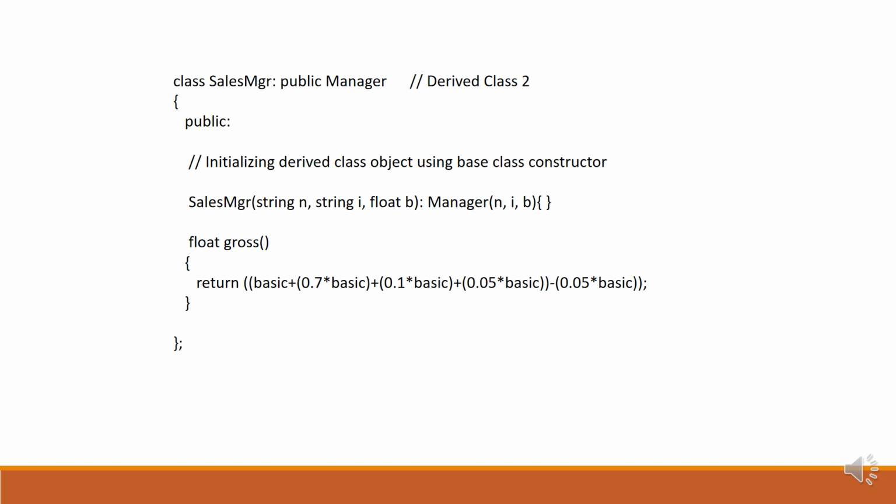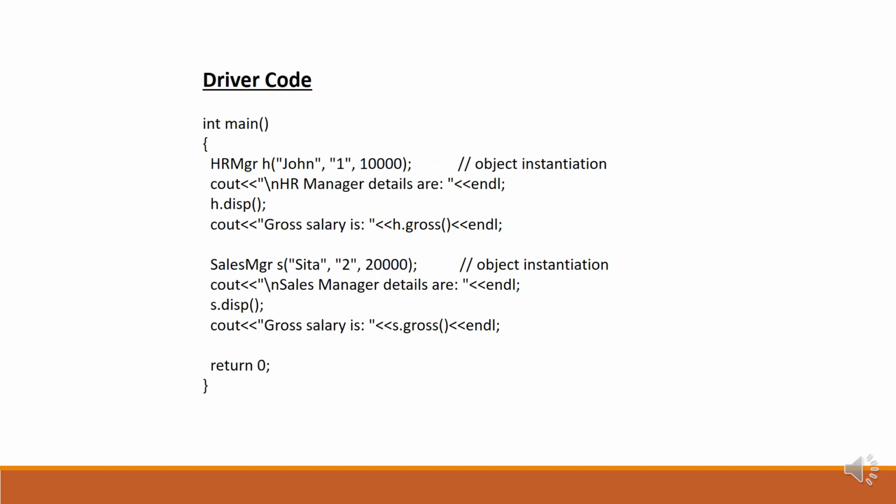Now let us look at the driver code, which is the main function. We are instantiating an object of the HR manager class, passing the values for name, ID, and basic salary respectively as John, 1, and 10,000. We are then displaying these details by invoking the display function.